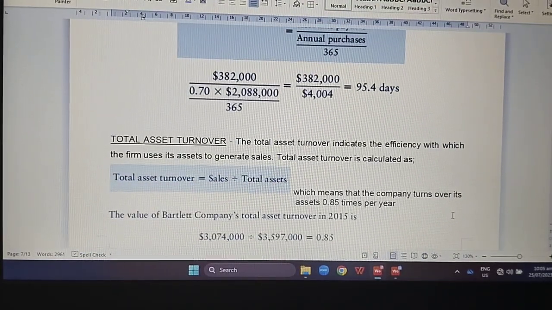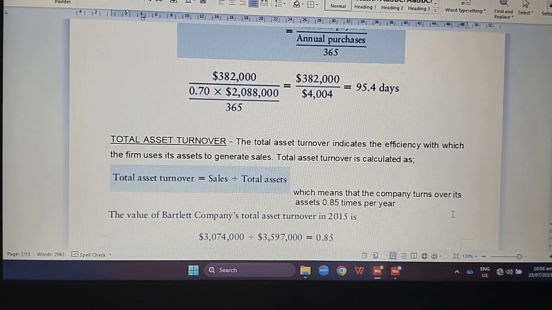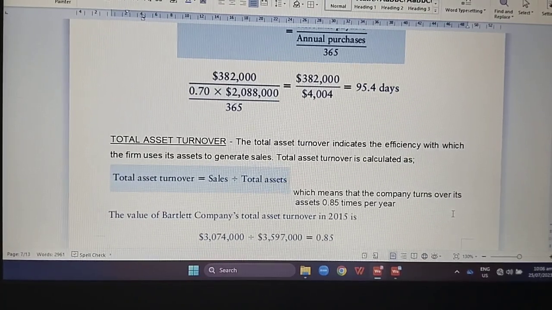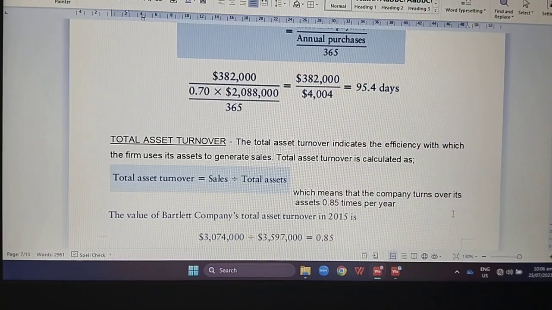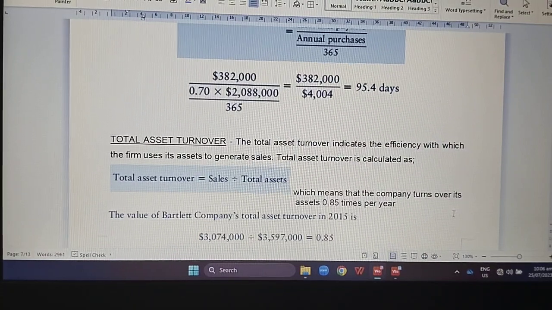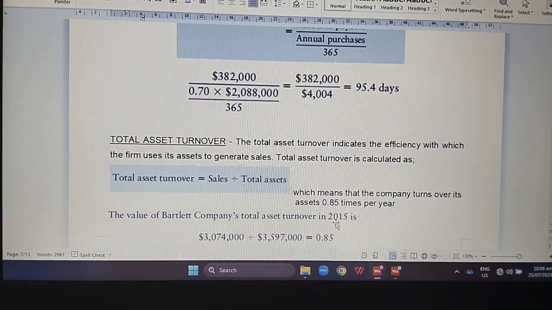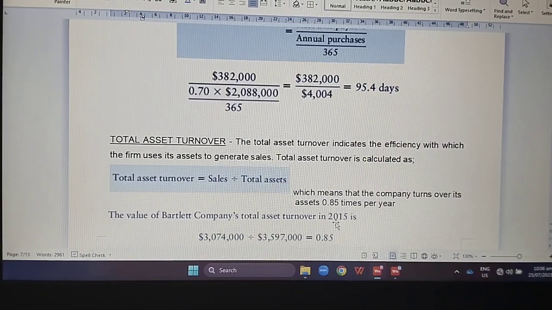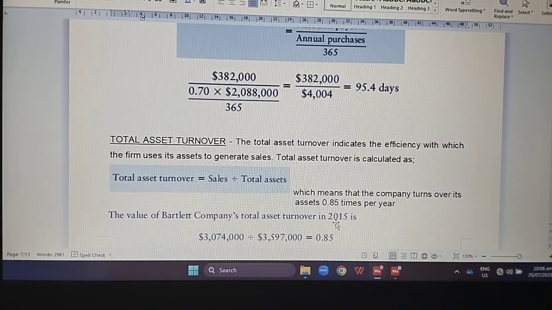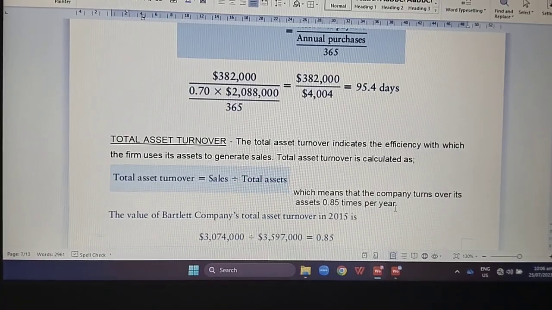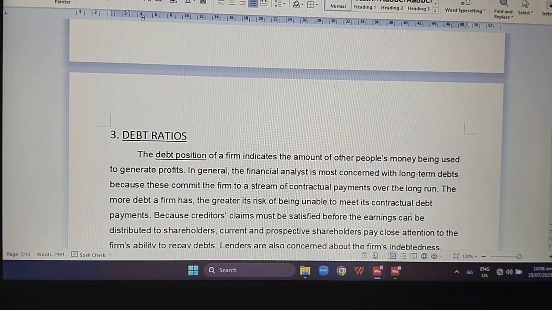Ito naman, total asset turnover indicates the efficiency with which the firm uses its assets to generate sales. So, asset turnover equals sales divided by total assets. Ito yun. Ayan. Which means the company turns over its assets at 0.85 times per year. Yun lang. Then, debt ratio.